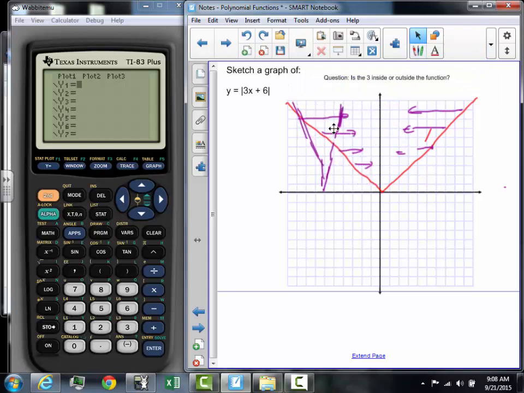And move it over 6. So I would expect to have a very thin looking V sitting way over here. Does that make sense? Let's test it. Do you guys remember how to do absolute value in a calculator?